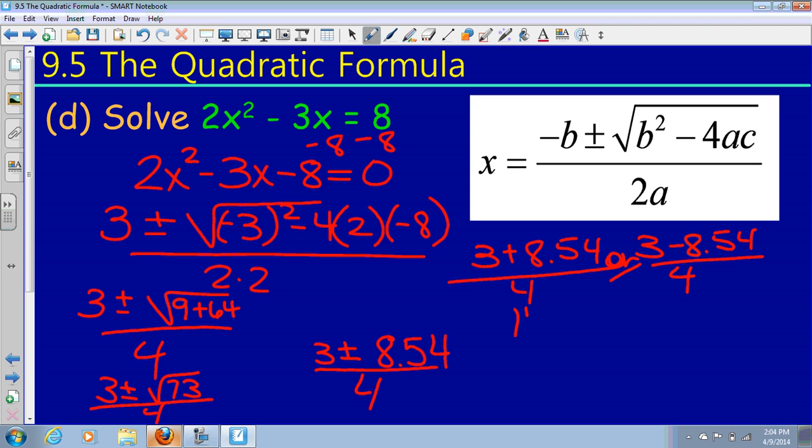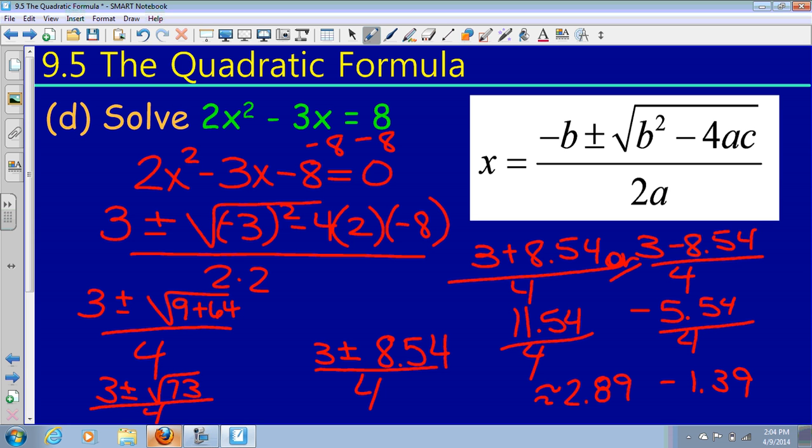So we get 11 and 54 hundredths divided by 4, or we get negative 5 and 54 hundredths divided by 4. Okay, so 11 and 54 hundredths divided by 4 is about 2 and 89 hundredths, or negative 5 and 54 hundredths divided by 4 is negative 1 and 39 hundredths. Okay? All right, you may do the rest on your own and check with me.